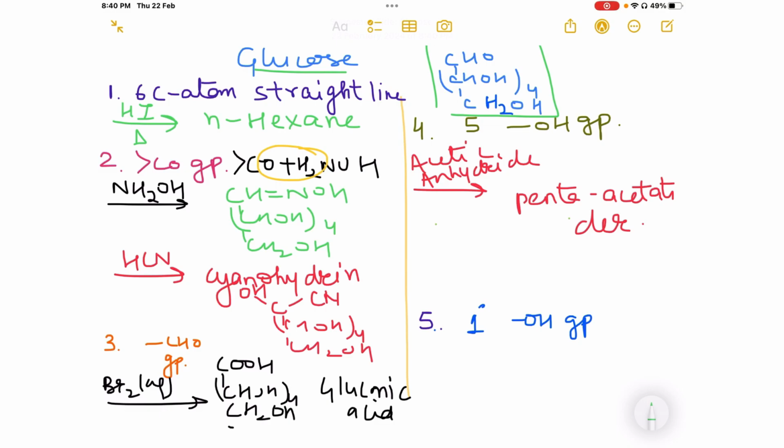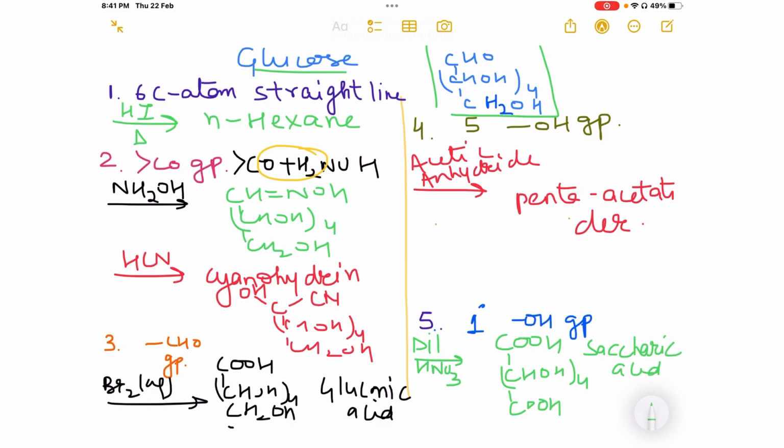Then with the help of a chemical reaction, show the presence of a primary alcoholic group. For this purpose, we use dilute nitric acid, which is a stronger oxidizing agent than bromine water. Because of the dilute nitric acid, the CH2OH group also changes. CHO changes to COOH, and along with this, the primary alcohol also changes into COOH. This results in the formation of saccharic acid.